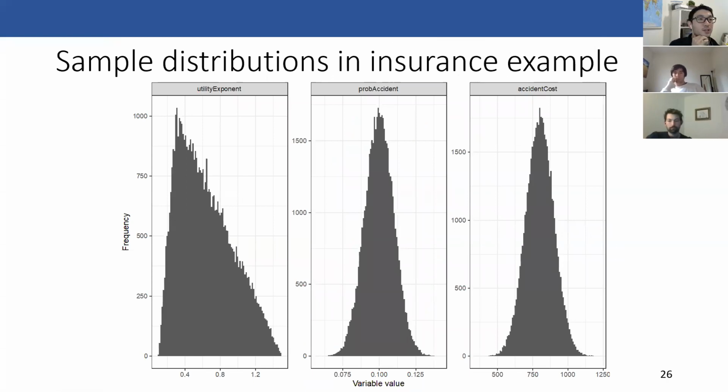So I'm going to go ahead to the next example, which is applying Monte Carlo to our insurance example. In this case, it's basically the same procedure, where I've applied a couple of distributions to these parameters: the utility exponent, the probability of accident, and the accident cost. I have a triangular distribution here, and then normal distributions here. Again, in this example, they're completely arbitrary.